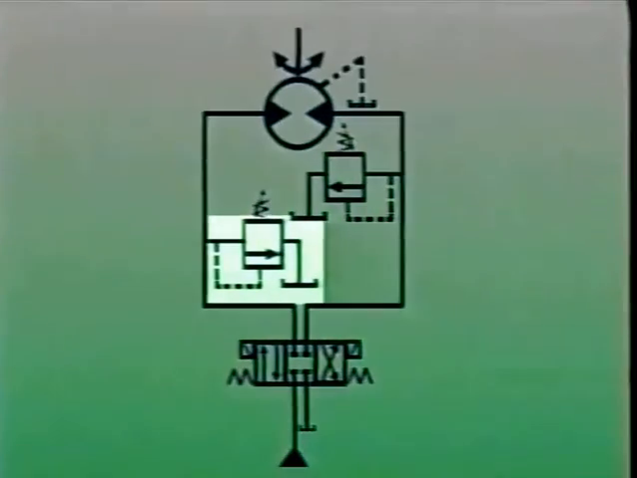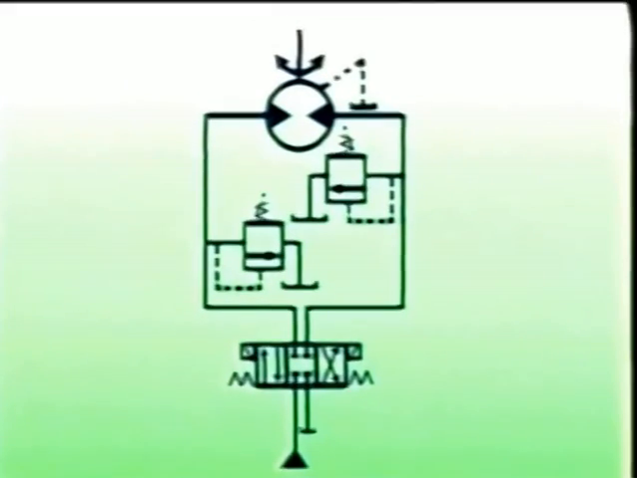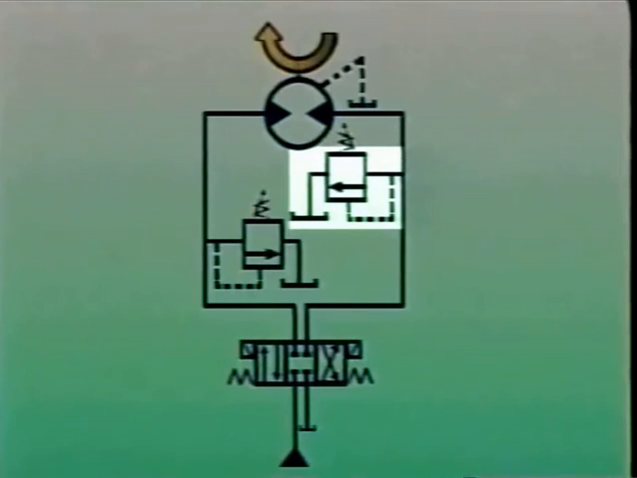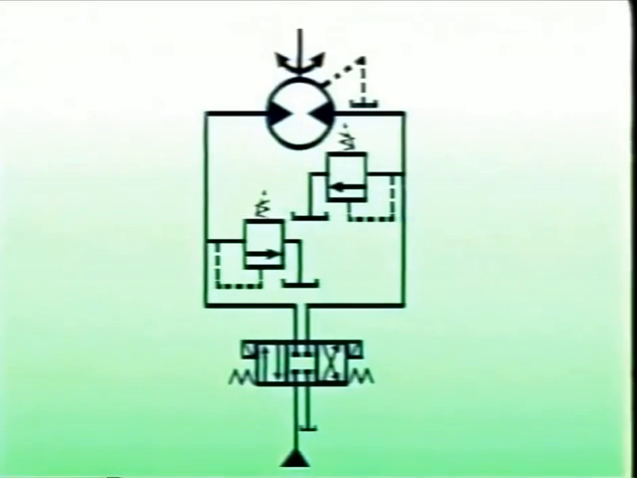When two different loads must be braked, two relief valves may be used to apply two different braking pressures in the same circuit. In this circuit, for example, one valve limits braking pressure as the motor turns in one direction, and the other valve in the other direction. Changing the valve settings changes the braking pressure.